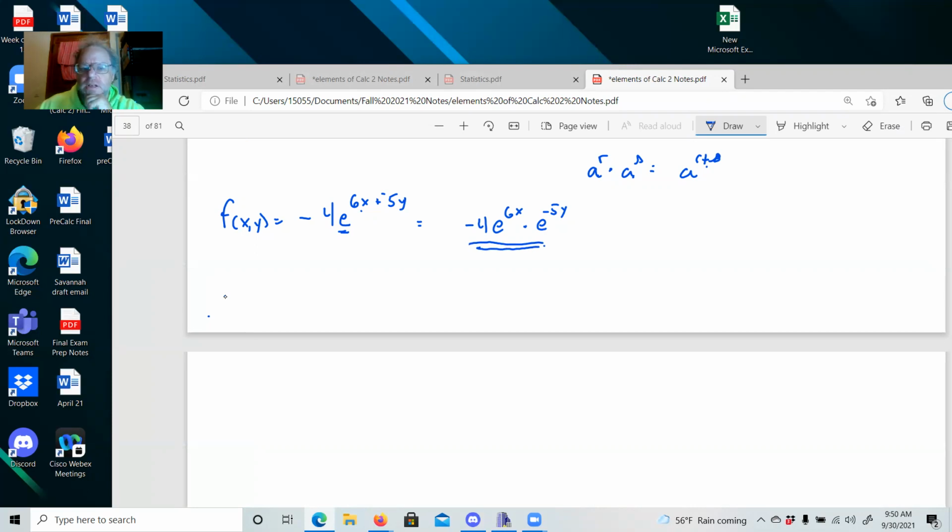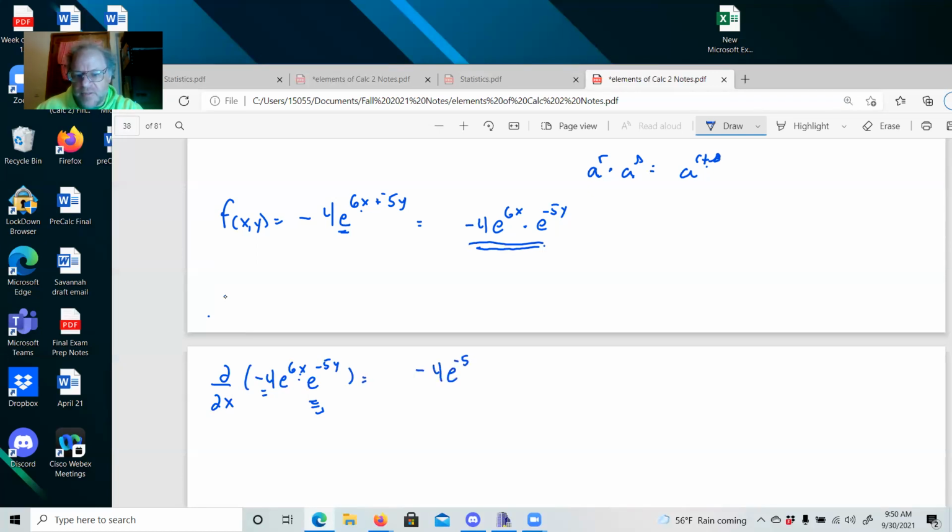All right, so what's the partial with respect to x of negative 4 e to the 6x times e to the negative 5y? Remember, we're taking the derivative with respect to x, so this part is considered constant. So what we have is negative 4e to the negative 5y times the partial with respect to x of e to the 6x.